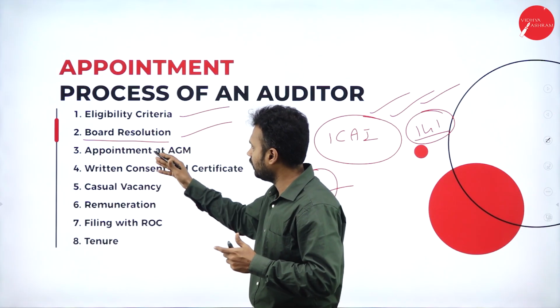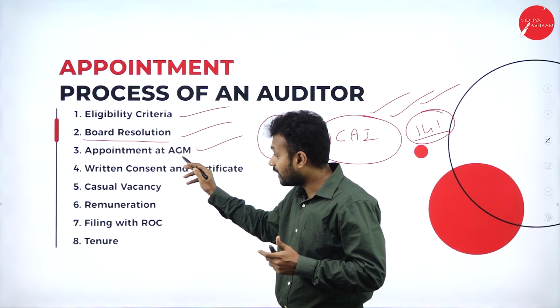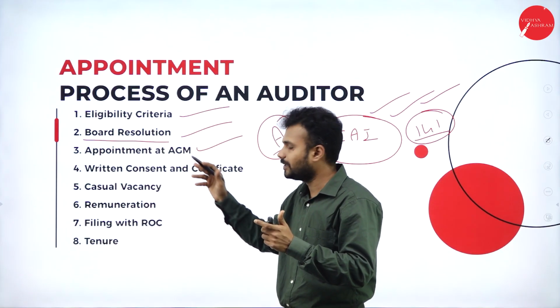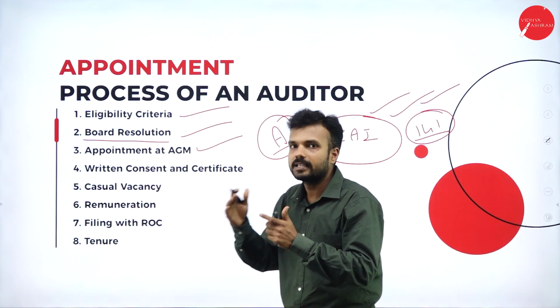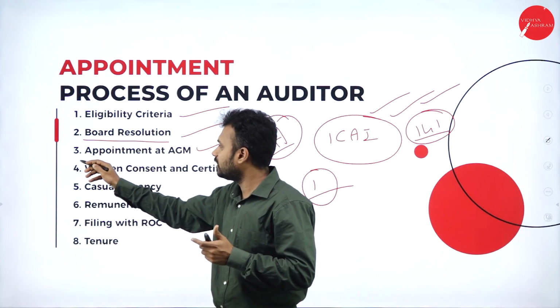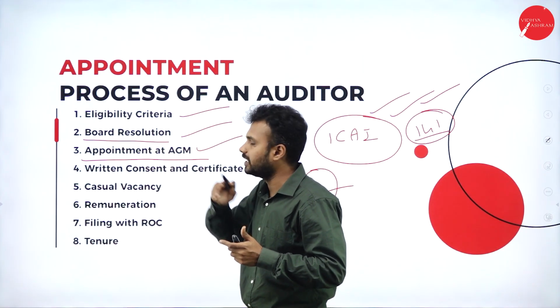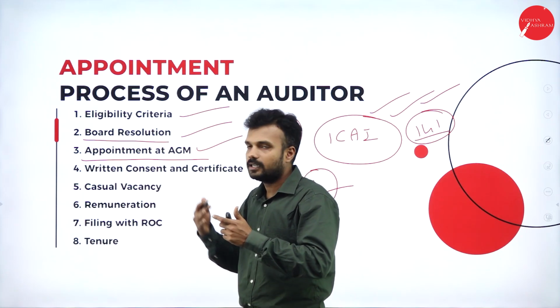Only then do they go with the appointment at the annual general meeting. The annual general meeting is a meeting of shareholders, conducted annually. Whether it is a second auditor or a third auditor, that auditor will be selected in the annual general meeting, but the first auditor will be selected in the board of directors meeting.